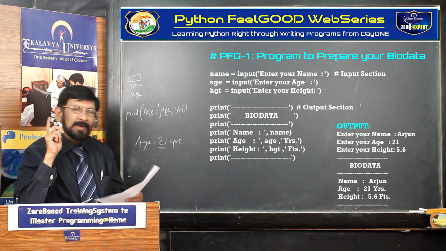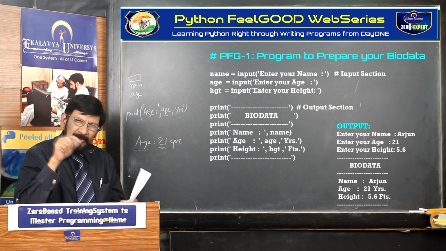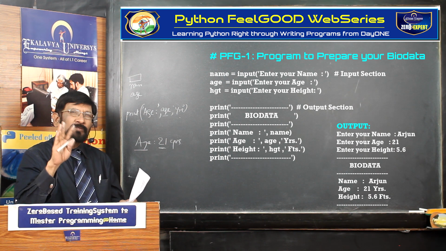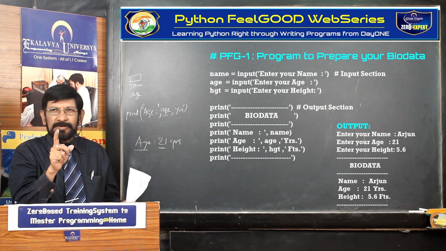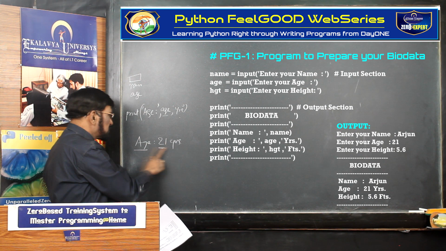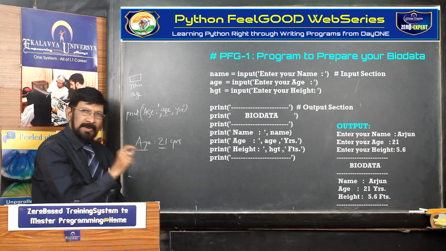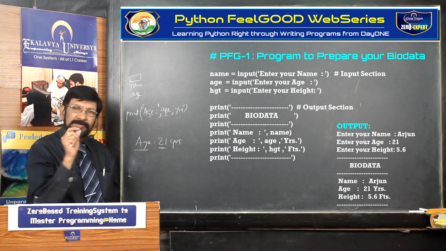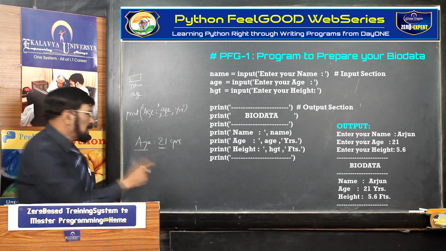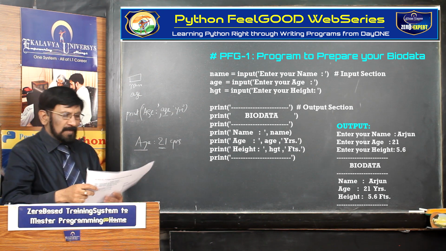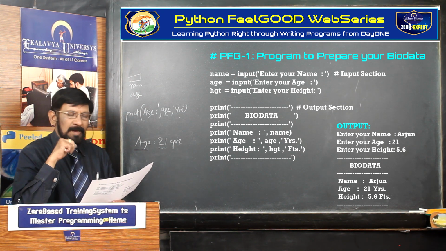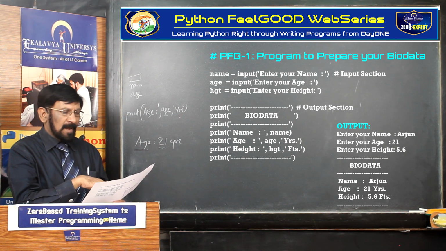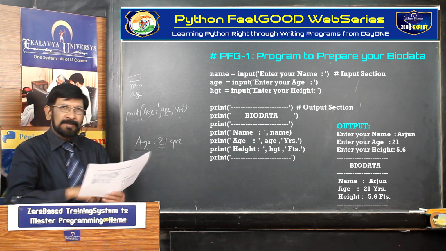Every time, behave like a professional. This may be day one for you, but don't feel like a student. Feel like a professional. All professional programmers write like this. Whatever value they write, they mention what it is. If it is feet, they write feet. If it is square feet, they write square feet. If it is years, they write years. So like this, you have to write everything. I think I explained every bit.